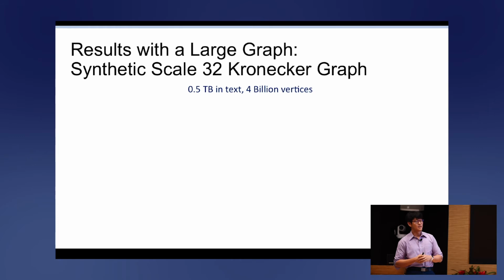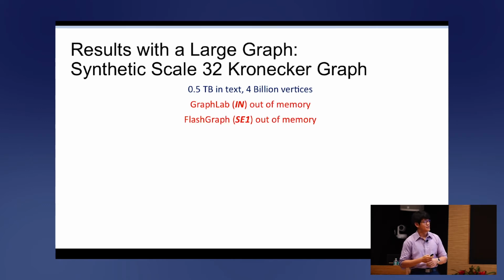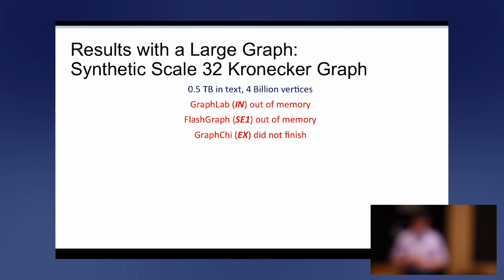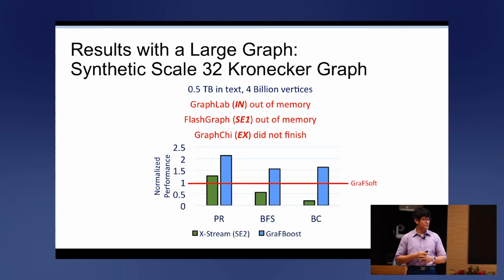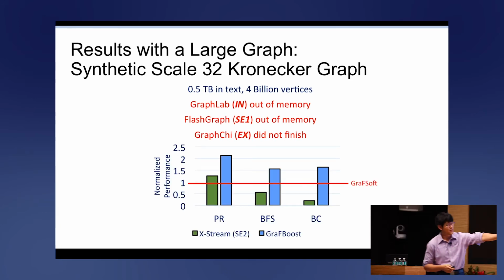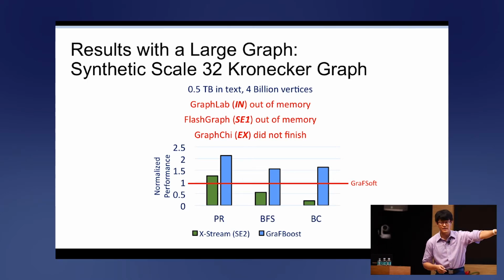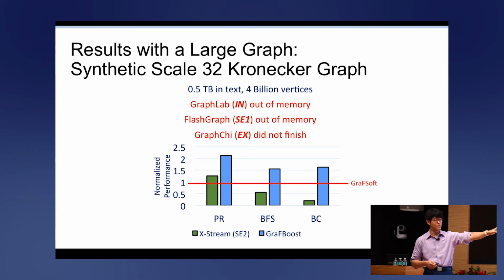So first is the scale 32 Kronecker graph, which is the smaller of the 2 large graphs, but it has more vertices. GraphLab still runs out of memory. FlashGraph runs out of memory. GraphQi did not finish again. And of the systems that finished, including the software implementation of GraFBoost, which serves as the one for which all the performance was normalized.